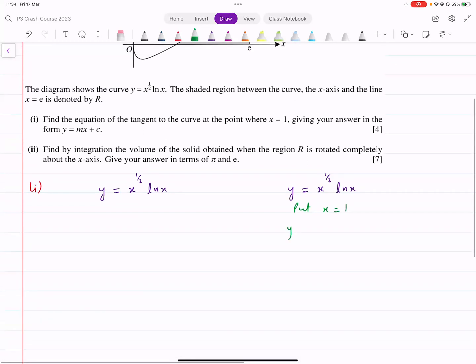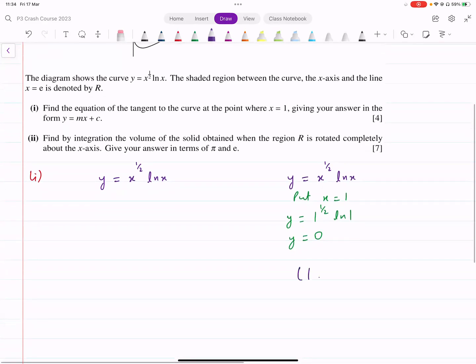When we input x equals 1, we get y equal to 1 raised to the power 1/2 into ln of 1. Since ln of 1 is 0, y turns out to be 0. So the point that we have is (1, 0). Okay, so we need to find the equation of the tangent at this particular point, (1, 0). Now, how do you find the equation of the tangent? We first have to find dy/dx to be able to find the gradient. Then once we have the gradient, we can write down the equation after that. So we first find the derivative.